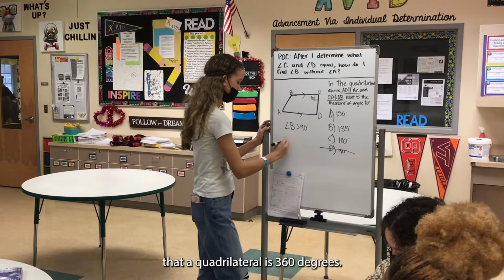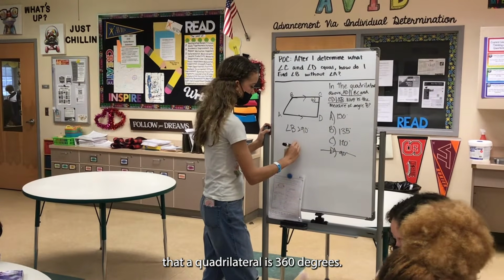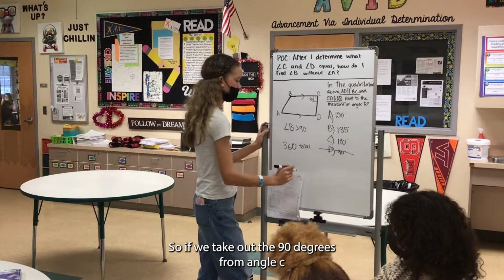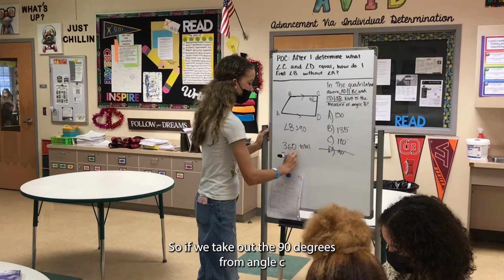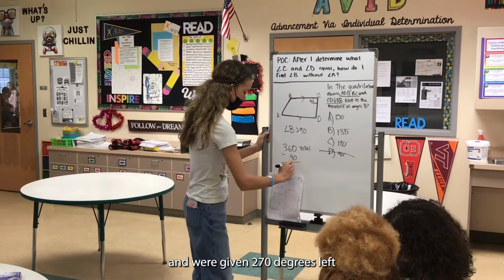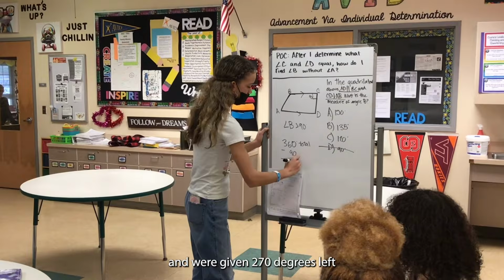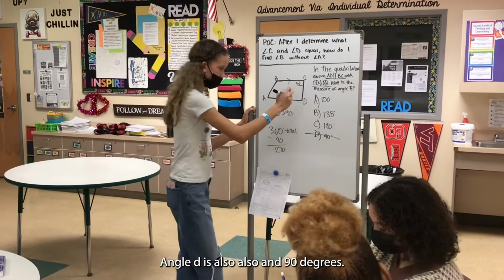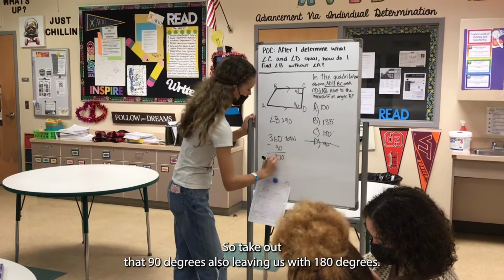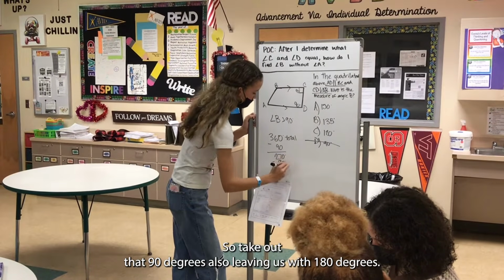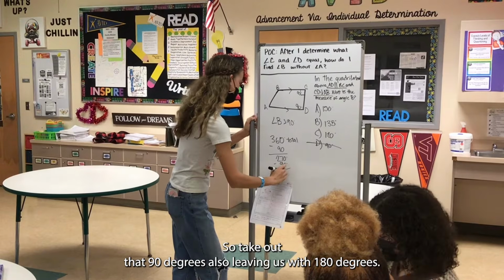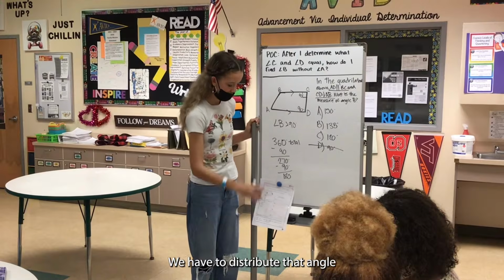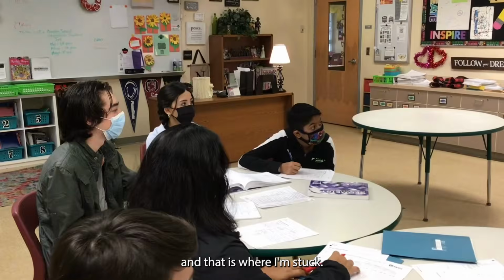I know that a quadrilateral is 360 degrees total. So if we take out the 90 degrees from angle C, then we're given 270 degrees left. Angle D is also 90 degrees, so we're going to take out that 90 degrees also, leaving us with 180 degrees. And we have to distribute that between angle B and A. And that is where I'm stuck.